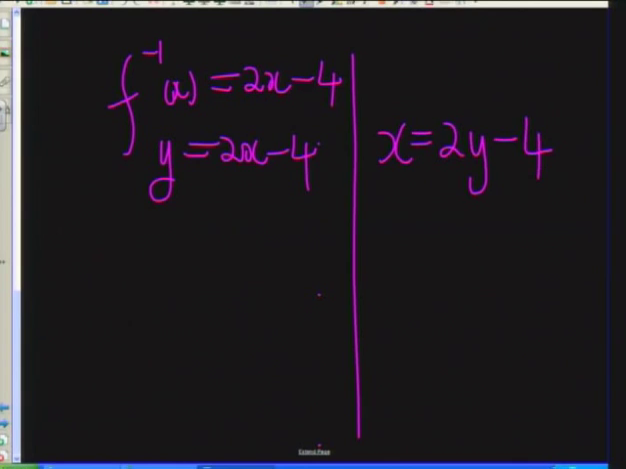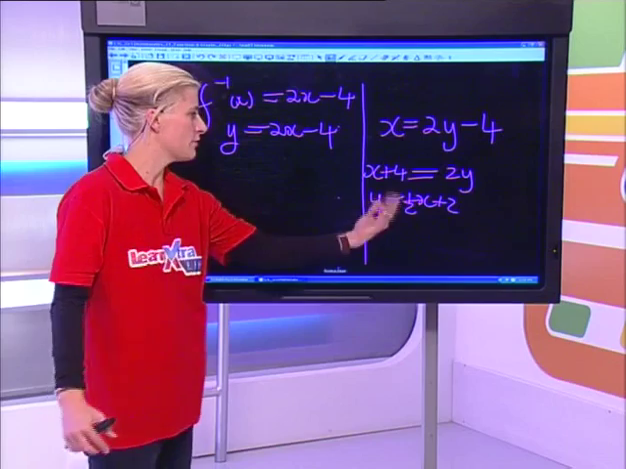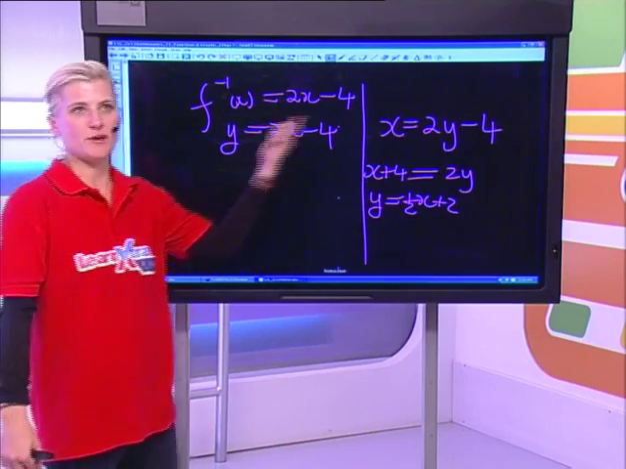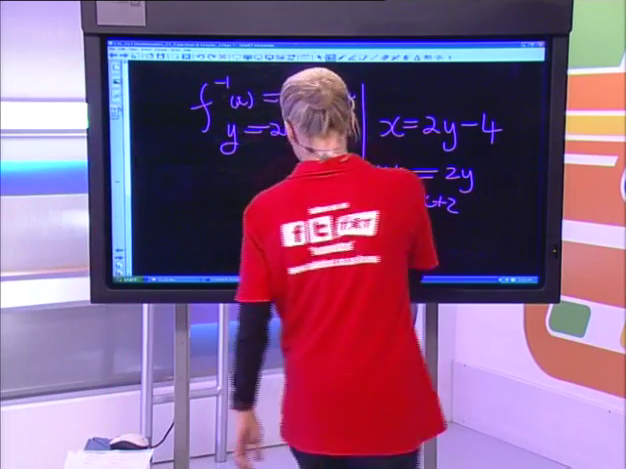And remember what I said to you guys earlier on in the program. It's considered really ugly to write your answer not in the form y equals. So I'm going to do that. Bring the 4 over. And then y is a half x plus 2. And what you'll see in this one, if you swap x and y around, you'll get to this one and vice versa.